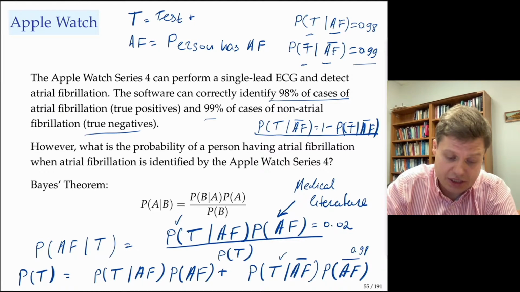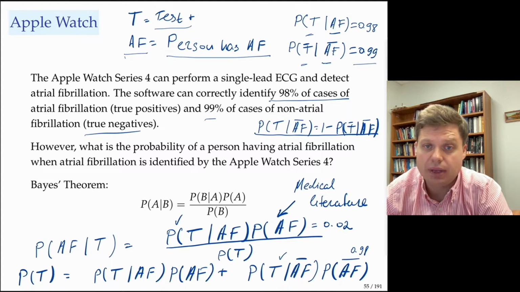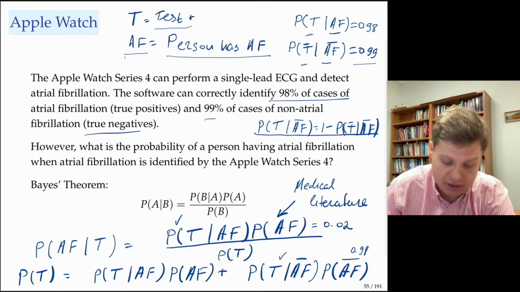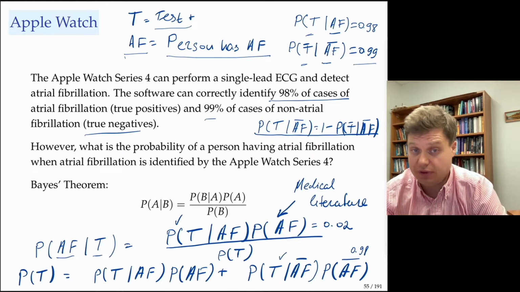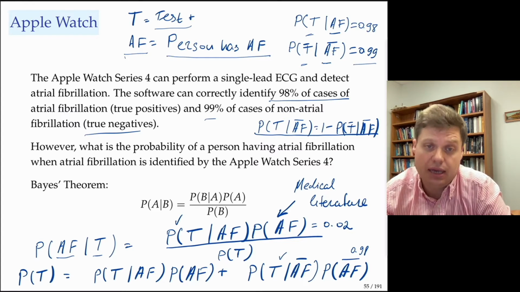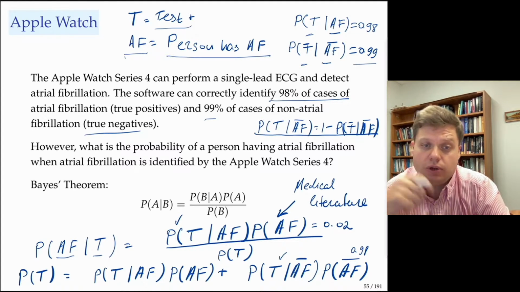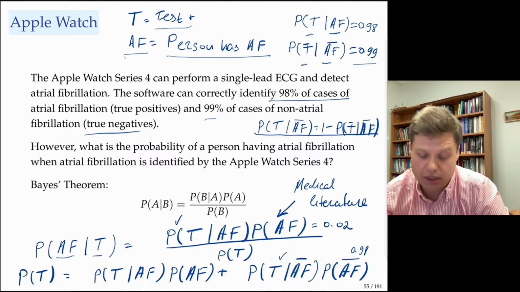Here the notation T stands for a positive test and AF stands for the person has arterial fibrillation. And of course, we're interested in the inverse: the probability of having arterial fibrillation given the test was positive. So you have this Apple Watch, and the sensor shows you a positive result, pointing to the fact that you might have arterial fibrillation, and you want to calculate the probability of arterial fibrillation given the test. So we're going to apply the Bayes rule here.